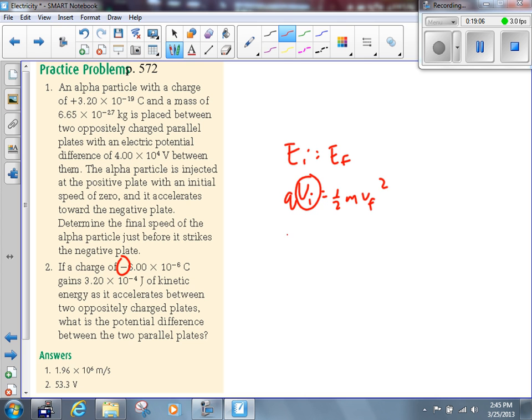The charge is 6.0 times 10 to the minus 6 times VI is equal to, once again, we've got that situation where we have the number already. If it gains this much kinetic energy, then this must be the kinetic energy that it has at the end of the problem. So let's just replace 1/2 mV squared with a number, 3.2 times 10 to the minus 4. When we do the math here, we end up getting 53.3 volts.